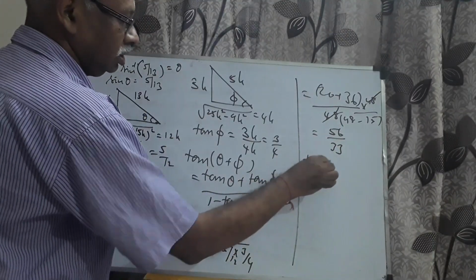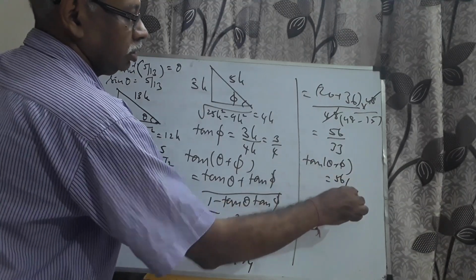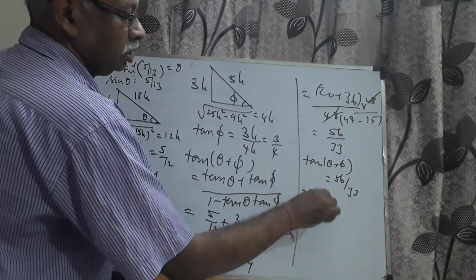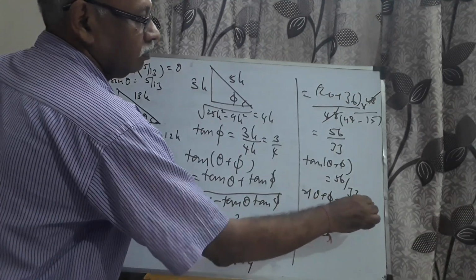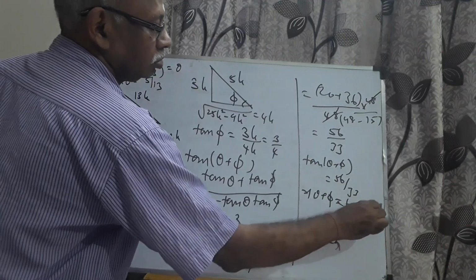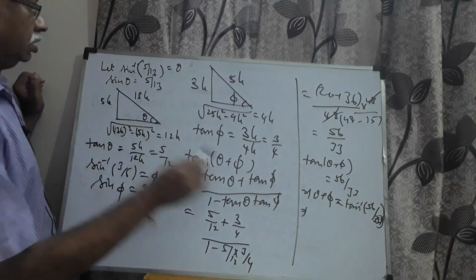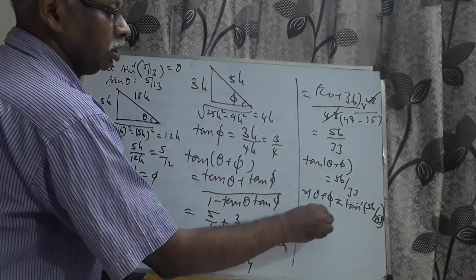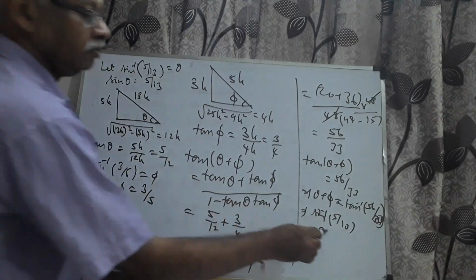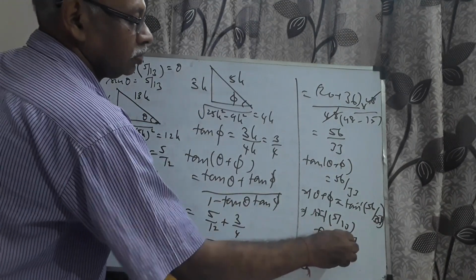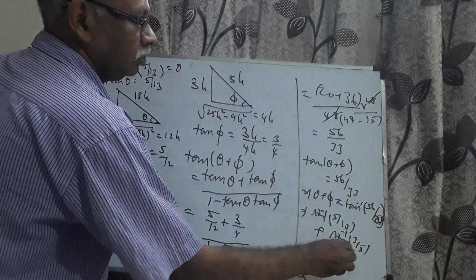Therefore, tan of theta plus phi is equal to 56 by 33, which implies theta plus phi is, taking tan to the other side, tan inverse 56 by 33. Okay, therefore replace theta by sine inverse 5 by 13, and replace phi by sine inverse 3 by 5. Sine inverse 5 by 13 plus sine inverse 3 by 5 is equal to tan inverse 56 by 33.